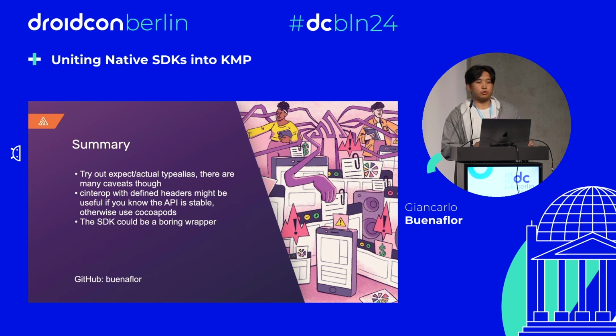And it might be useful to use in SDKs if you know the API is stable, but otherwise just use CocoaPods. Otherwise, if you really care about size, then you might use cinterop and then just cut everything from the headers you don't need. And also last thing, the SDK could also just be a boring wrapper. It doesn't have to be fancy. Use whatever is available to you.